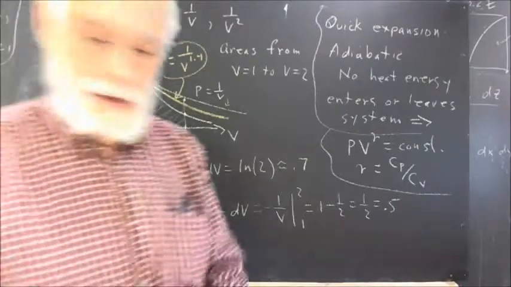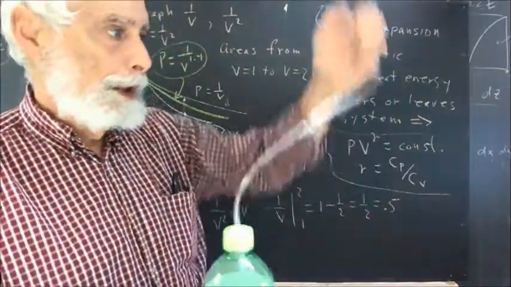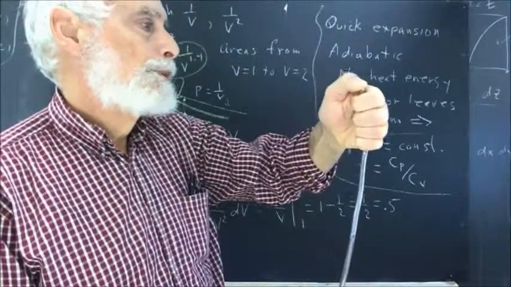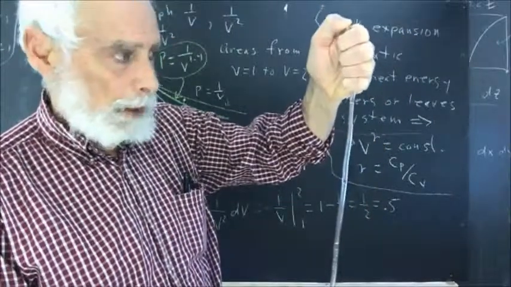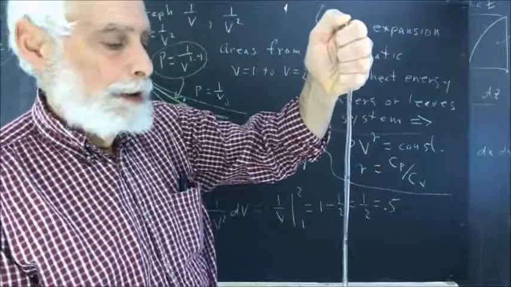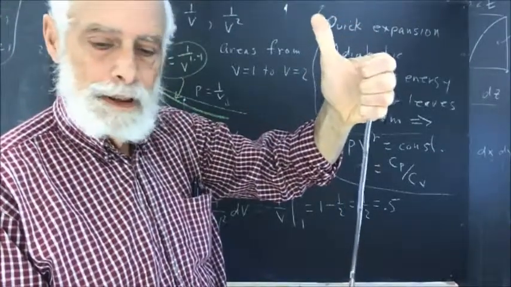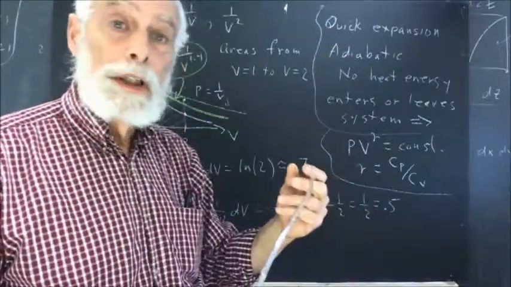Now we want to consider what happens if we have a quick expansion. If I seal off the end of this tube, right now just holding my thumb over it, and heat up the gas, I'm going to build pressure. If I then release that gas, there's going to be a very quick expansion.